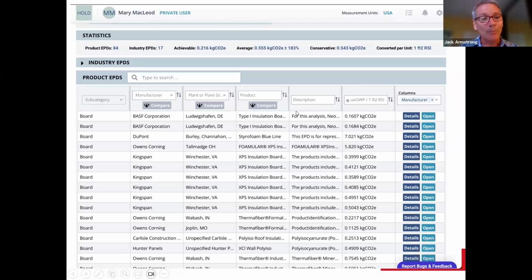So for example, the top line there for BASF Corporation, type 1 insulation, 0.1607 kilograms of carbon equivalent. So as you go up and down the list, you can see the various flavors of rigid insulation that are used, and you can see the various high and low numbers. So line number 3 here, you see that one is over 7 kilograms, where just above it was 0.1 kilogram. So this provides an example to do some comparisons.